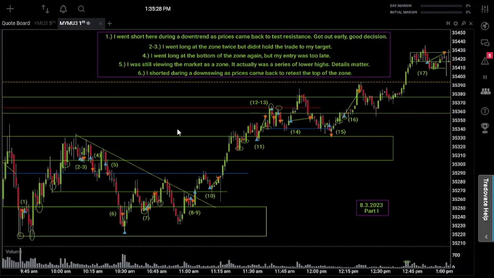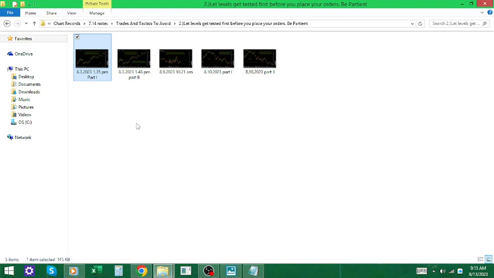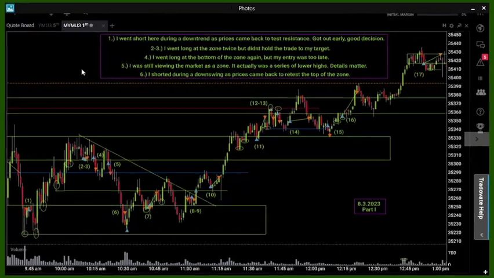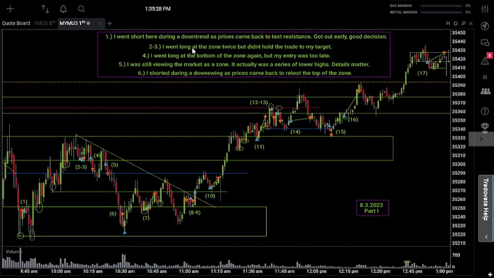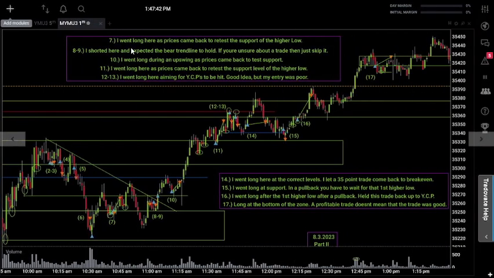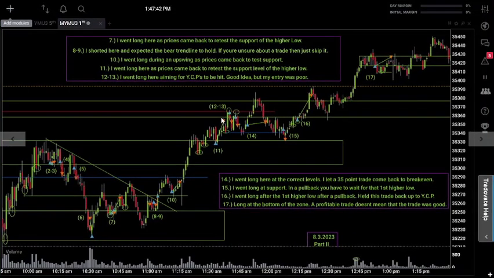So you got to wait, let levels come back, get tested, and then once you see the reaction that you like, then you can look for the trades that you were trying to place. So let's go ahead and look at a couple of examples. Let the levels get tested first. That's a good example.